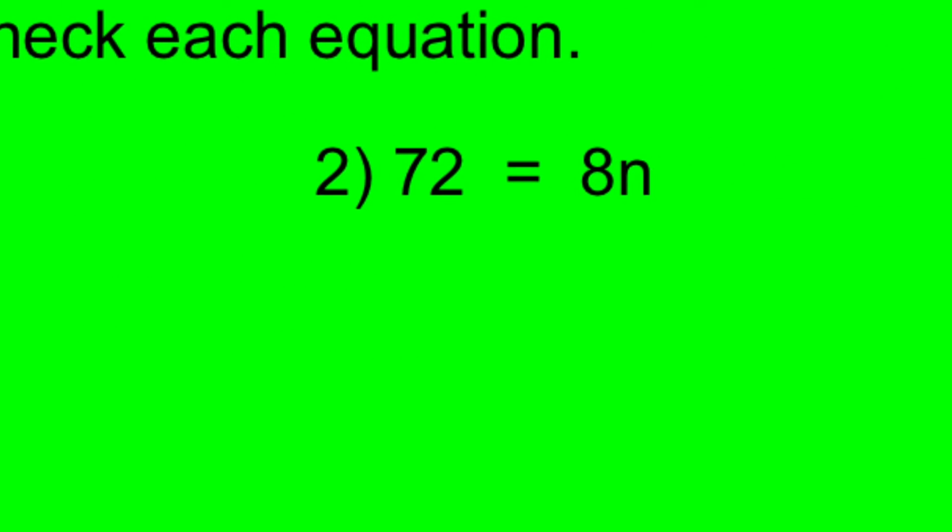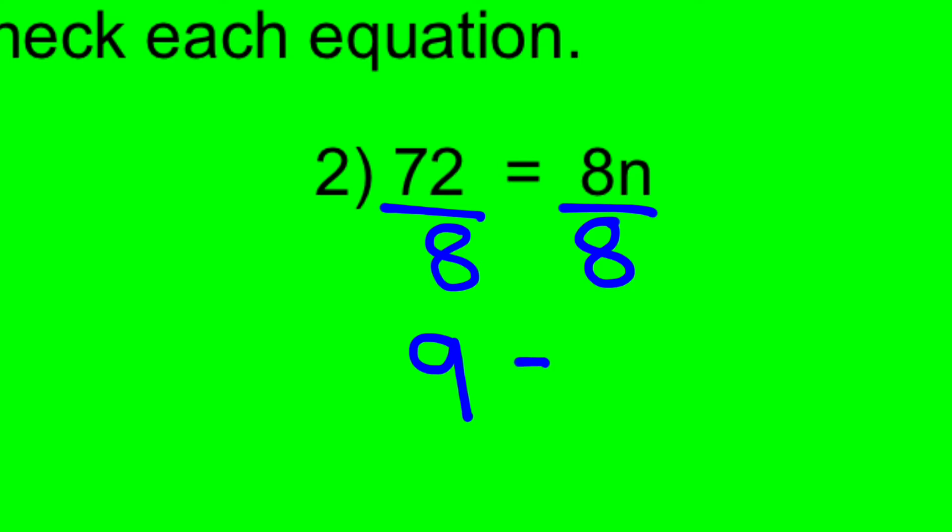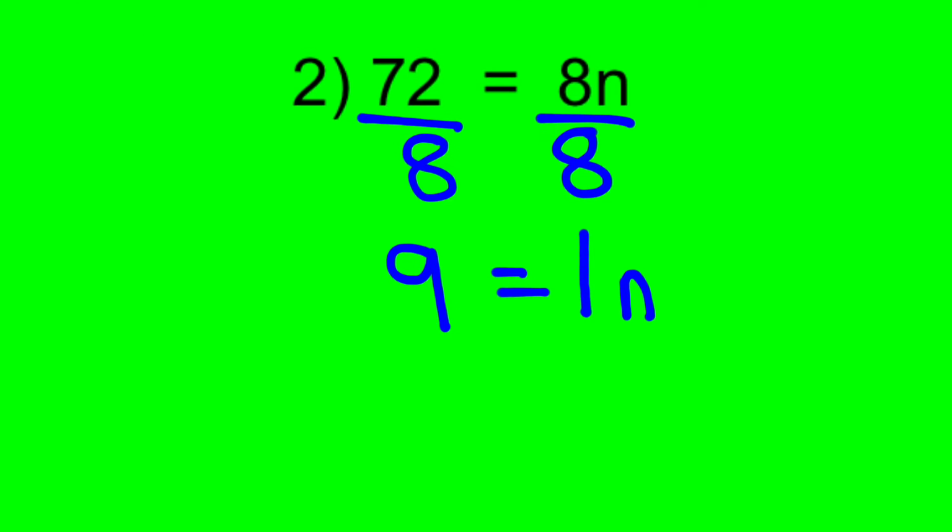Number two, the variable is on the other side of the equal sign. 72 equals 8n. Multiply by 8. The opposite of multiply by 8 is divide by 8. And do it to both sides. 72 divided by 8 is 9. 8 divided by 8 is 1n. And that's the same as saying 9 equals n.